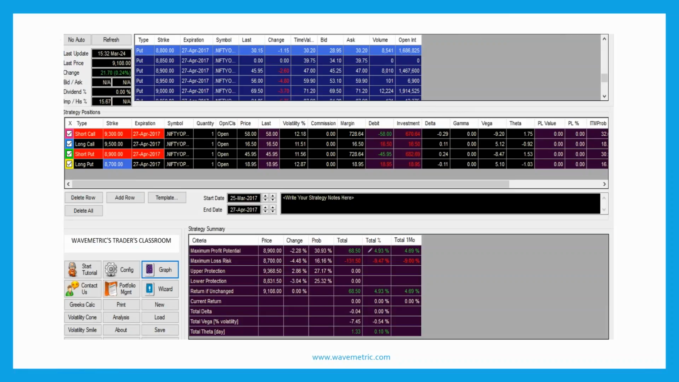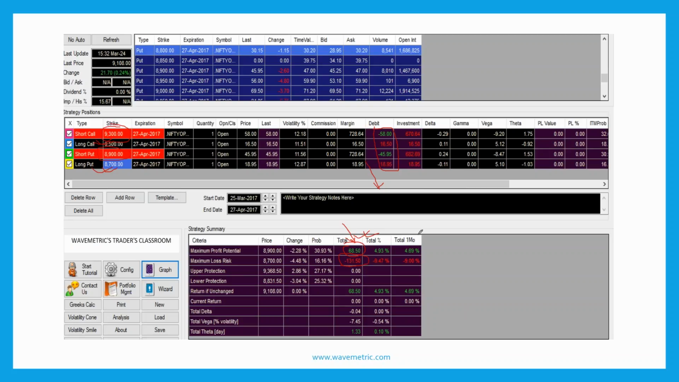So here is the option oracle page, and here you can see that we have chosen the 9,300 call to short and the 8,900 put to short, and then we have hedged them with the 9,500 calls and the 8,700 puts. Now this has resulted in a net credit into our account. If you add up all of this, you will see that there is a net credit. We are receiving some credit into our account, and the maximum profit potential is 68.5, which is the credit that we have received. As mentioned before, the loss will be a little bit higher than the profit received.